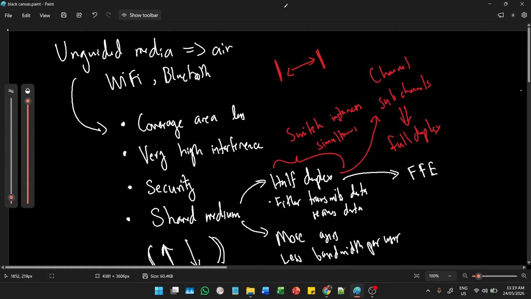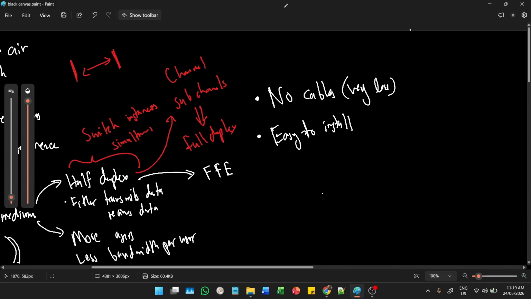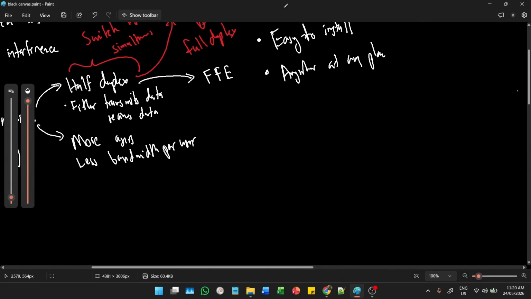So this is what unguided media is. It has all these limitations, right? But what about its pros? Well, it has no cables or very few cables. So you don't have to be walking around connecting your phone to the Wi-Fi. You can simply connect your phone to the Wi-Fi. Most of the time it's easy to install and it can be used anywhere at any place. So these are the pros and cons of unguided media.